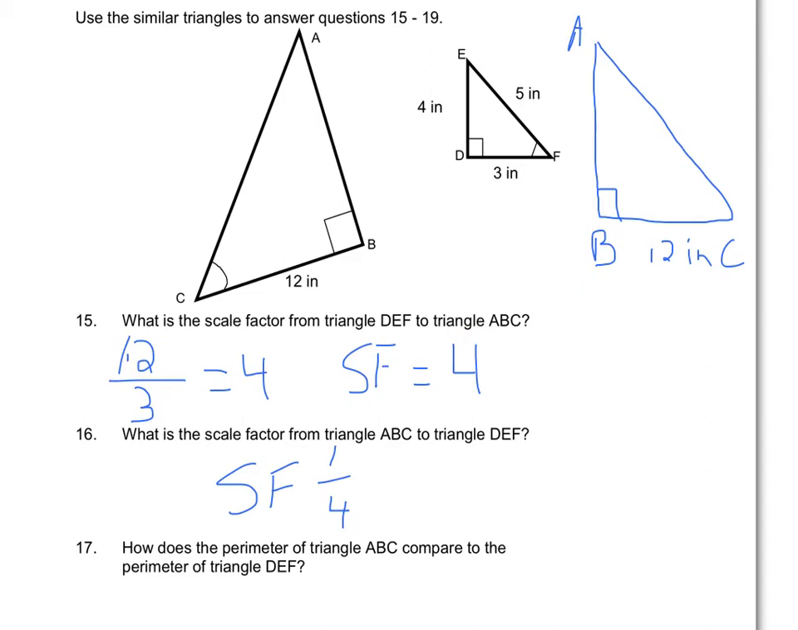So now we're going to go backwards. If the scale factor is 4, going from DEF to ABC, that means going the other way, it's going to be 1/4, because you have to divide by 4. So if you're going to multiply by 4 here, you're going to have to divide by 4 to go back here.